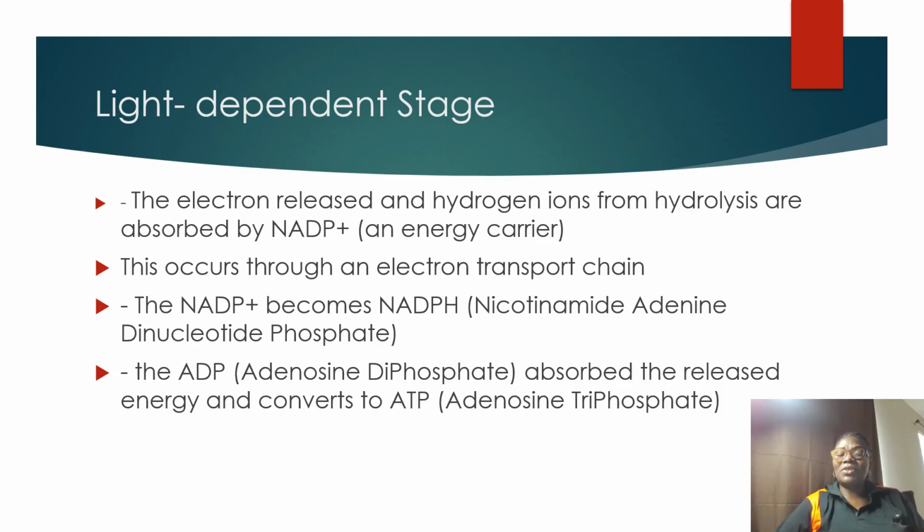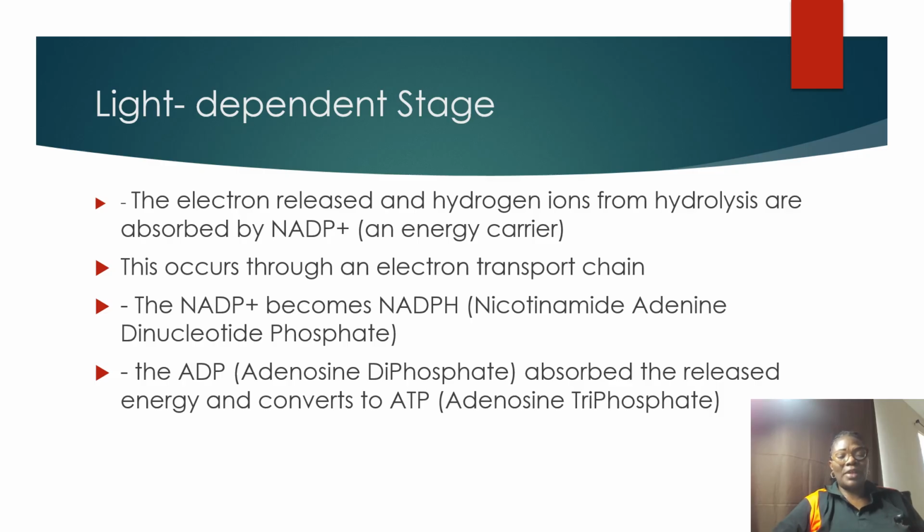They are actually being absorbed by the energy carrier, that is the NADP plus, that is the NADP ion. And this occurs through a series of electron transport chain. Because of this series of electron transport chain, the NADP plus becomes NADPH, which is a nicotinamide adenine nucleotide phosphate.